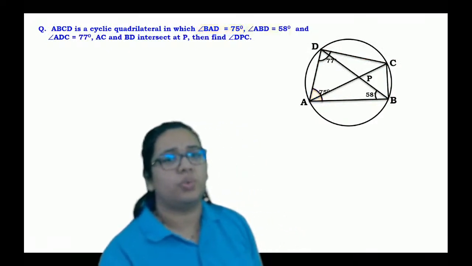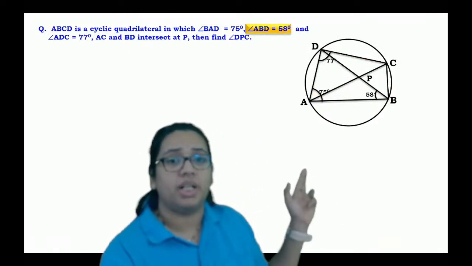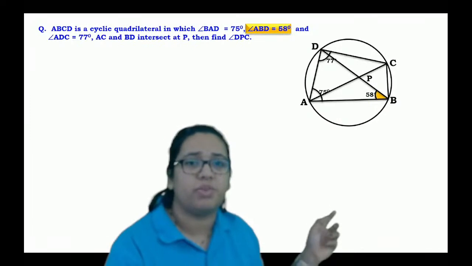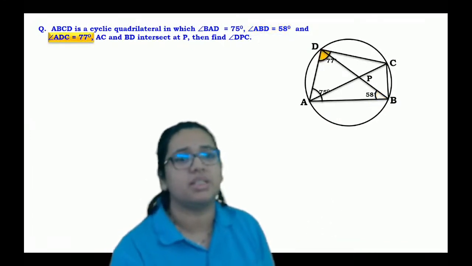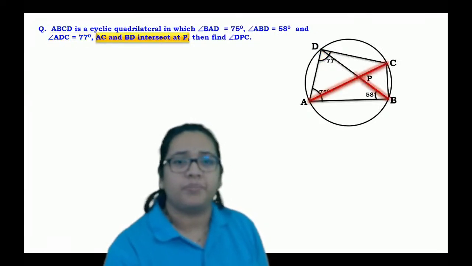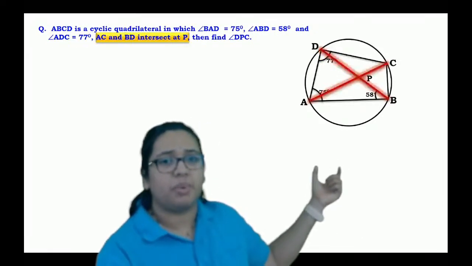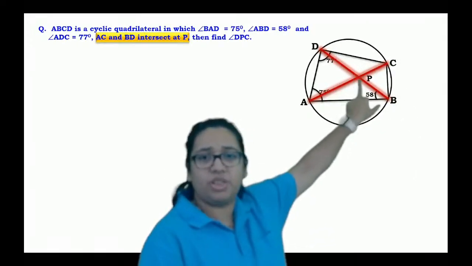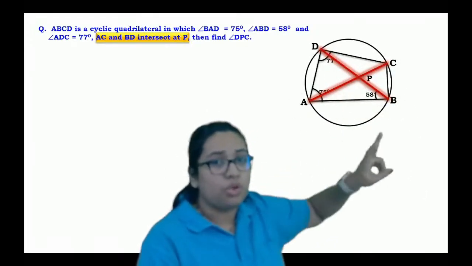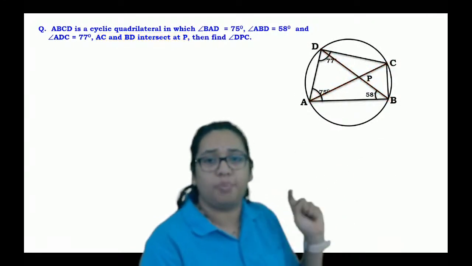Okay. So we'll start with it. We have that BAD is given as 75, ABD is 58, and ADB is 77. The next given part is that AC and BD are intersecting at point P. So two chords are intersecting at a point.